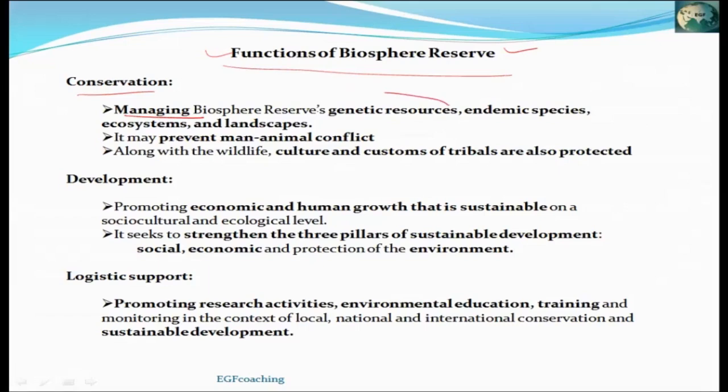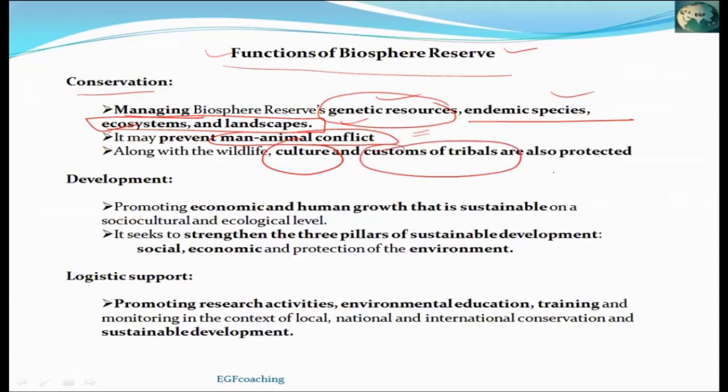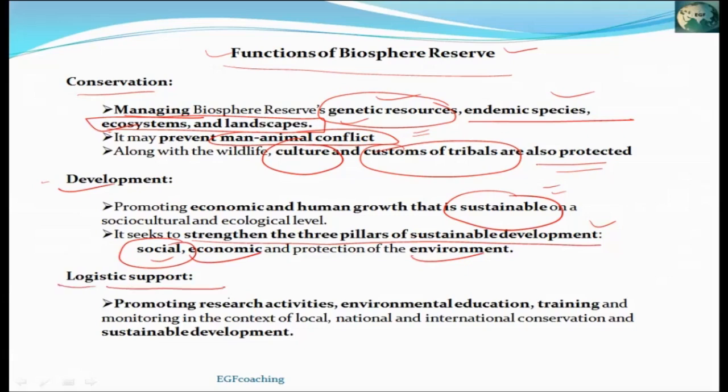To manage genetic resources, it means to conserve the plant and animal species, to conserve endemic species. In Biosphere Reserve, whole ecosystem and whole landscape means the entire area is protected. So man-animal conflict can be reduced here. Cultures and the customs of tribals also get protection here. In developmental activities, sustainable development is done to strengthen 3 pillars of sustainable development. In any developmental activities, there is social development, economic and environmental development. All these 3 things are kept in mind here. Plus logistics support. It means the research activities are promoted and environmental education and training is given.